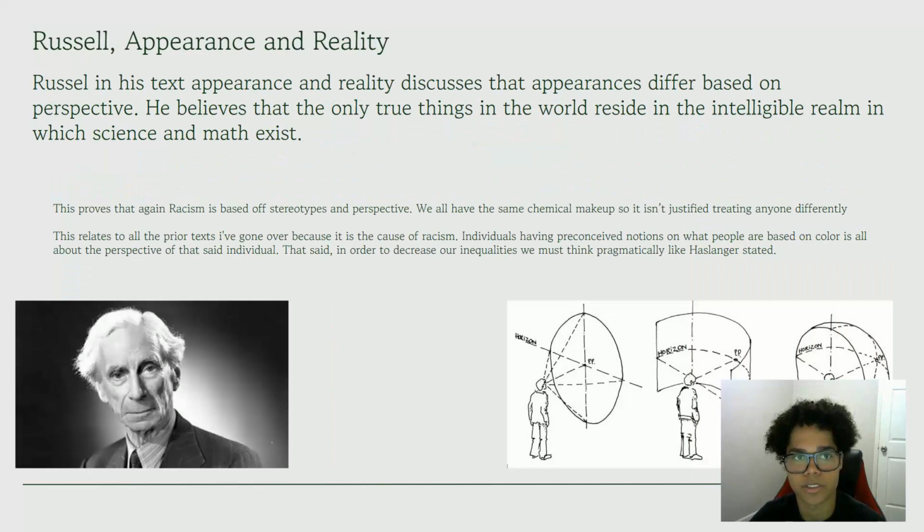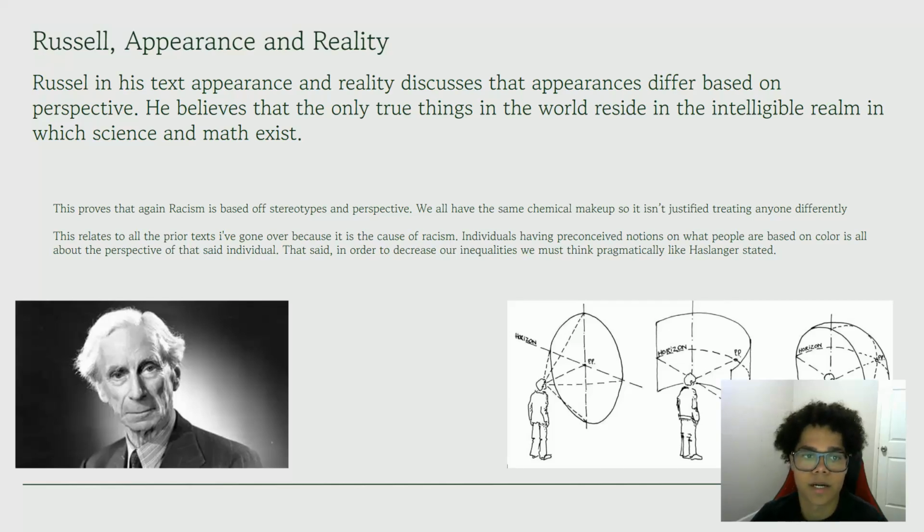Next, we have Russell, his Appearance and Reality. Russell, in his text Appearance and Reality, discusses that appearances differ based on perspective. He believes that the only true things in the world reside in the intelligible realm, where math and science exist. And this text talks about perspective and how when you look at things differently, what pops out is different. And I think we can relate that to racism and what we've been talking about today, because racism is based off stereotypes and perspective. We all have the same chemical makeup, so it isn't justified treating anyone differently.